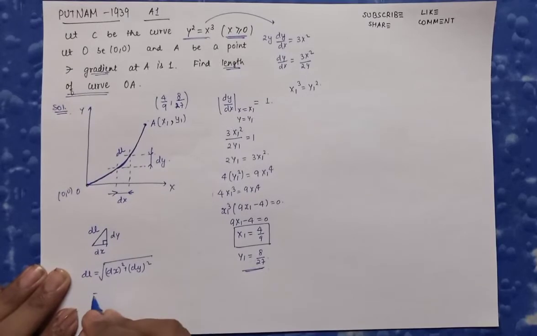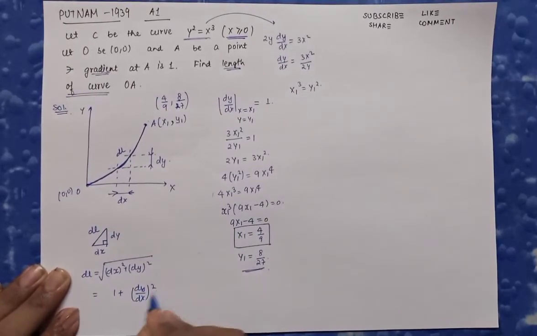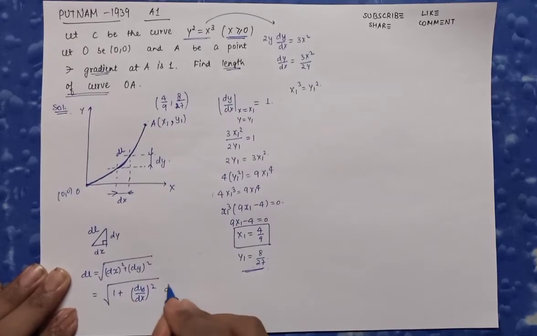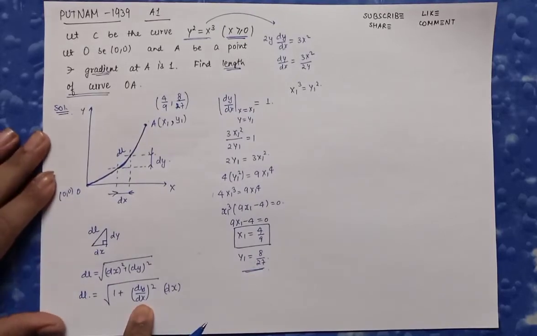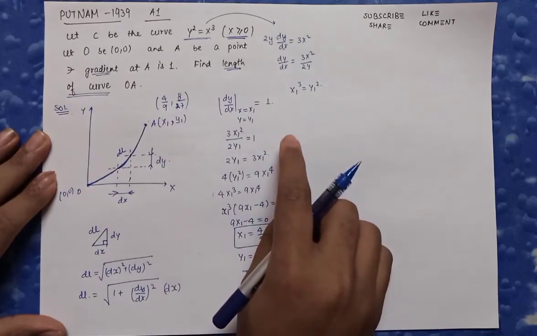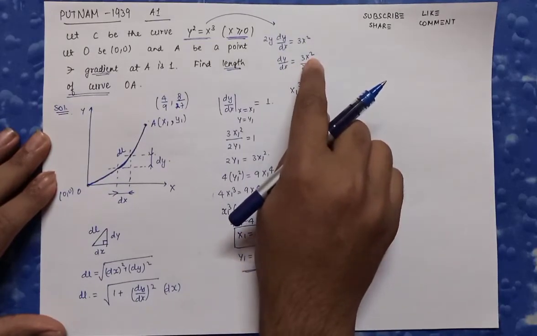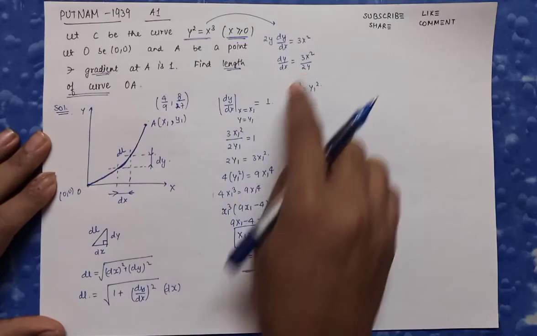Now let's take dx as common. Then what will I get? Square root of 1 plus (dy by dx) whole square, then dx. This is dl. Now we just have to substitute dy by dx here. And what was dy by dx? dy by dx was 3x square by 2y. So let's substitute.